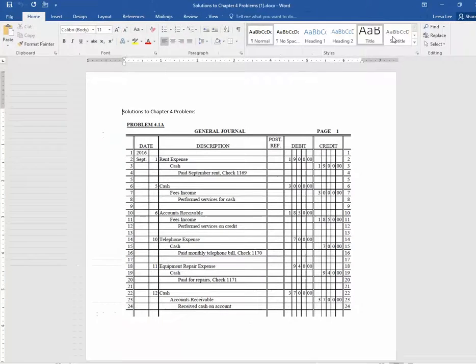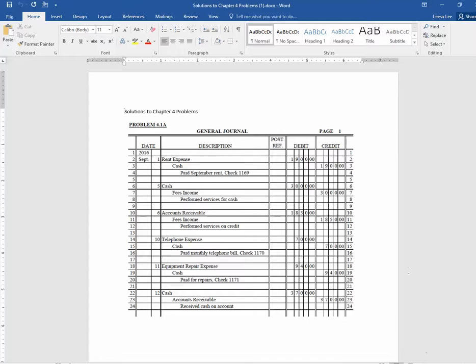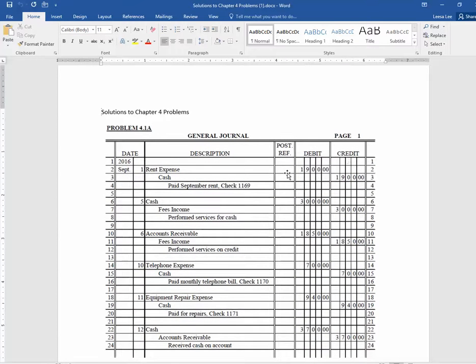All right, so looking at the first problem, a question that I remember from class today was, why is the post-reference area empty? And the answer to that is problem 4.1 was only asking you to record the transactions. You didn't go forward with posting them into the ledgers. So the post-reference spot is there for you when you move this information, for example, rent expense, $1,900, to the rent expense ledger. When you finish posting over there, you come back to the general journal and you write down the rent expense account number in the post reference box. It's sort of like checking it off that you got that line posted.